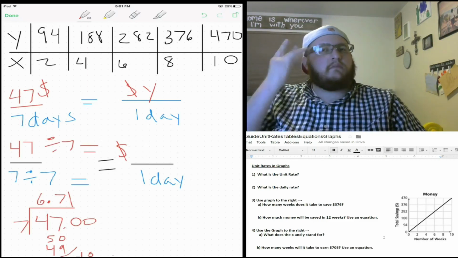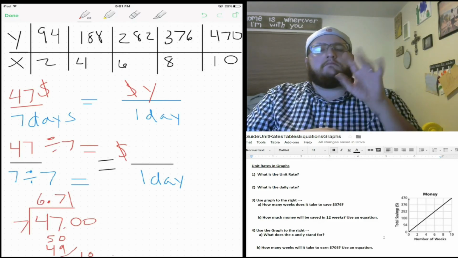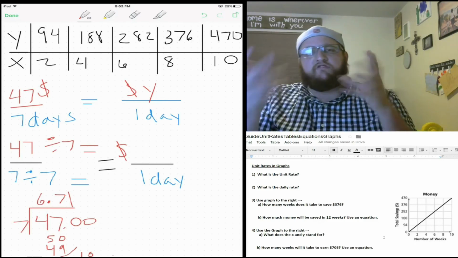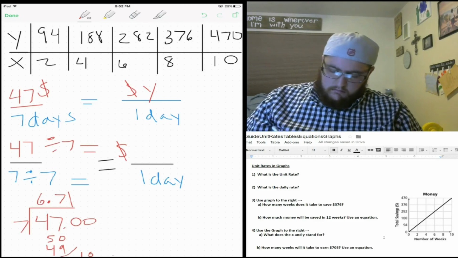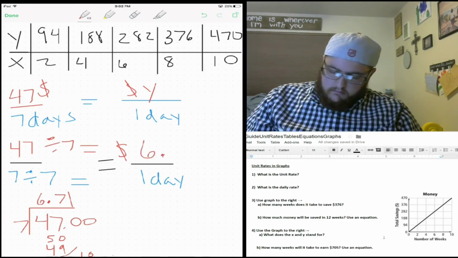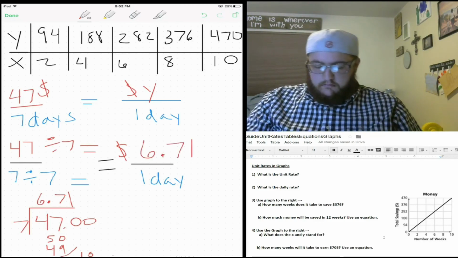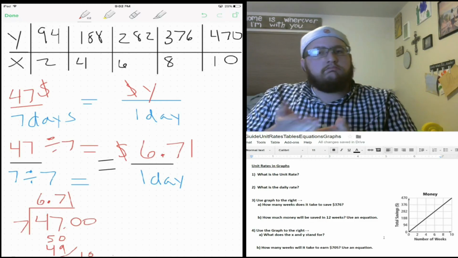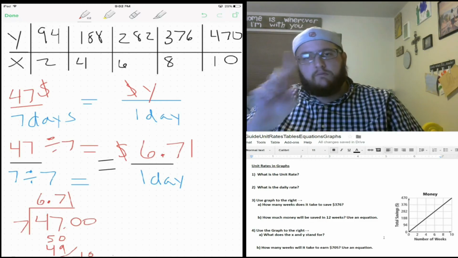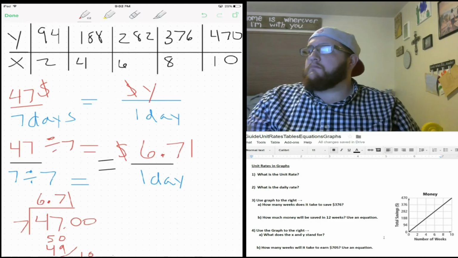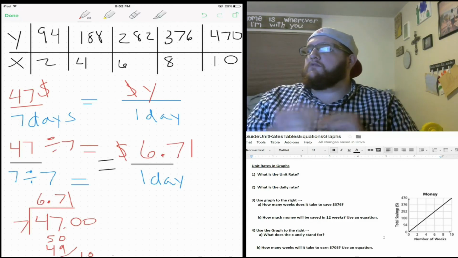But because we're talking about dollars, we can just go ahead and leave it at 2 decimals here. Remember that when we're talking about money, only the first two decimal points are relevant. Really, we should find the third in order to determine whether we're rounding up or down, but this is fine for now. So our daily rate is $6.71 per day.